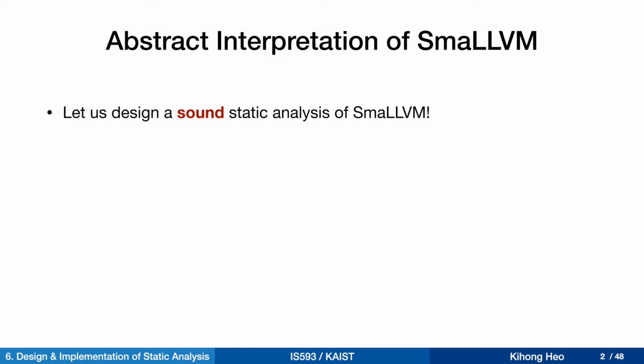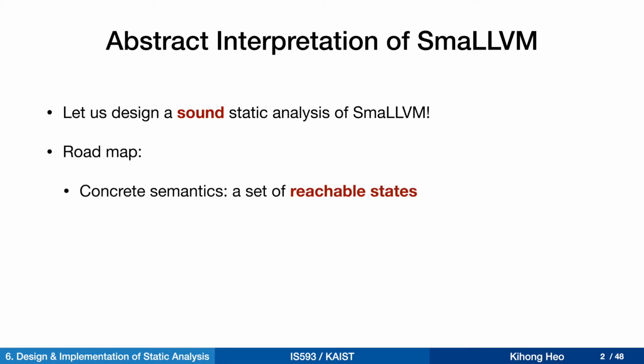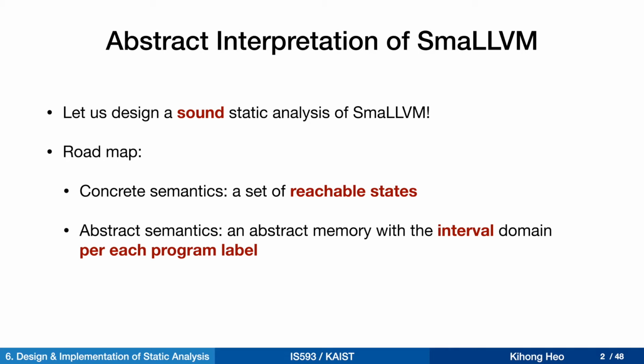Let's get started. Let's design a sound static analysis of SmaLLVM following the abstract interpretation framework. Here is the roadmap. We will design the concrete semantics of a program as a set of reachable states, as we discussed in the last lecture. And then we are going to abstract the set of states as a single abstract memory per each program label. In concrete semantics, there can be infinitely many reachable memories at a program label, but we will abstract them into a single abstract memory using the interval domain. And because the abstract domain has infinite height, we have to design a widening and narrowing operator.